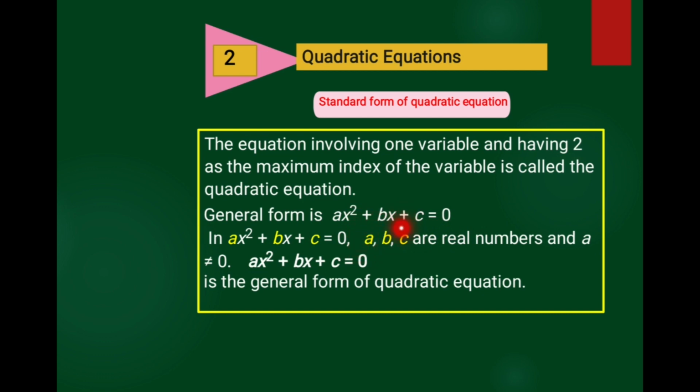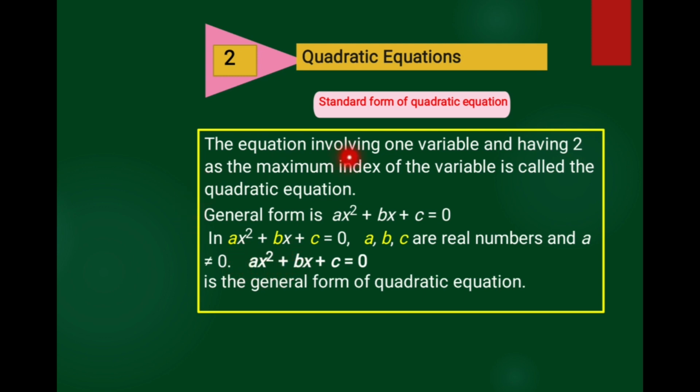Here the variable is x. In ax square plus bx plus c equals to 0, the variable is x and small a, small b, small c are real numbers and a not equals to 0. Here one more condition is given, a not equals to 0, because when a equals to 0, this equation reduces to bx plus c equals to 0. So the degree of x is 1, so the quadratic equation reduces to a linear equation in one variable.